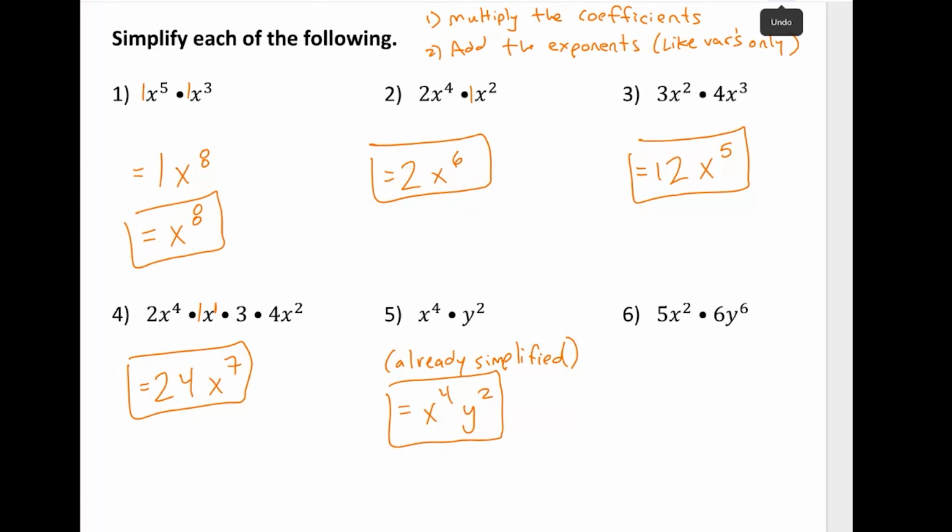Number 6, we've got 5 times 6. We can multiply those coefficients. That's going to be 30. But as far as the variables, since these variables are not the same, we don't want to combine them. We're not keeping track of how many variables are being multiplied, we're keeping track of how many of each one. So there are 2 x's and 6 y's being multiplied. So even though we couldn't combine the exponents, you can still combine the coefficients.